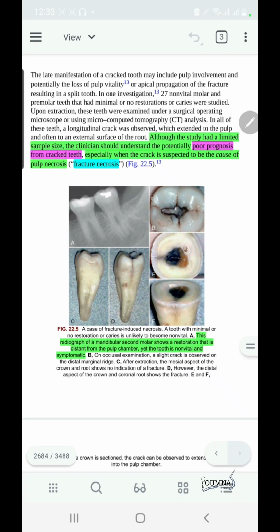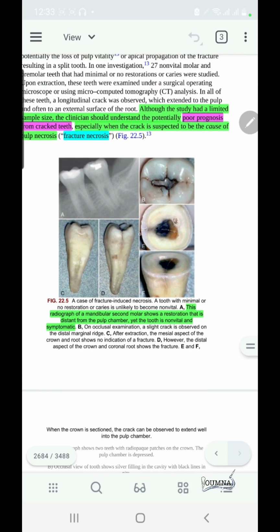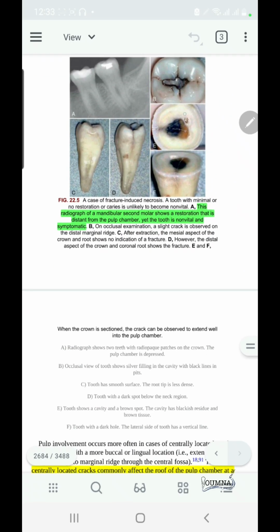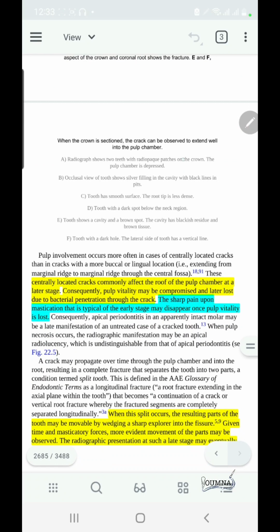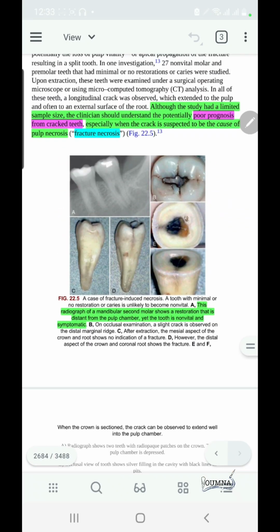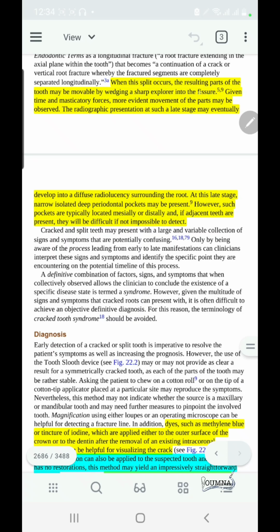The split tooth has a poorer prognosis than the cracked tooth that we discussed earlier, especially if this crack resulted in pulp necrosis. Then the prognosis is actually poor. Even though we can see here that the restoration was shallow and far from the pulp, the mandibular second molars and the maxillary premolars are the teeth most suspected to get these kinds of incidents. When the split tooth occurs, the resulting parts of the tooth may be movable by using an explorer.